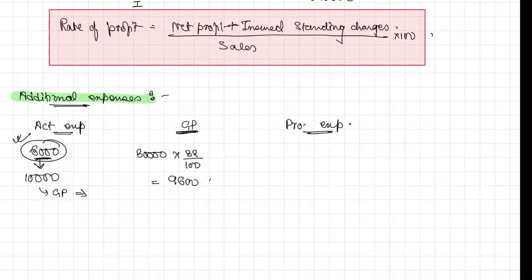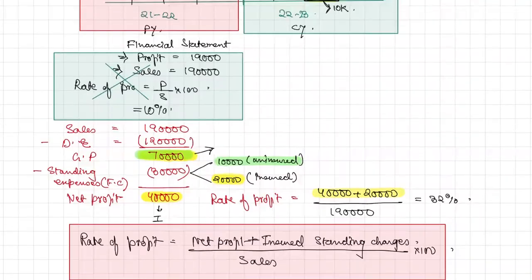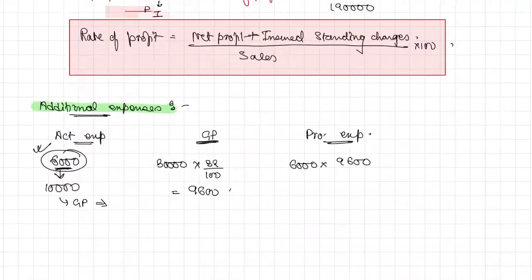What will be the proportionate expense? I have incurred 6,000 rupees to have a profit of 9,600. And what was my total gross profit? 70,000. What I'm trying to say is, on this total profit of 70,000, 9,600 of profit has been earned due to the 6,000 rupees. So what is the proportionate expense? How much will it come to?